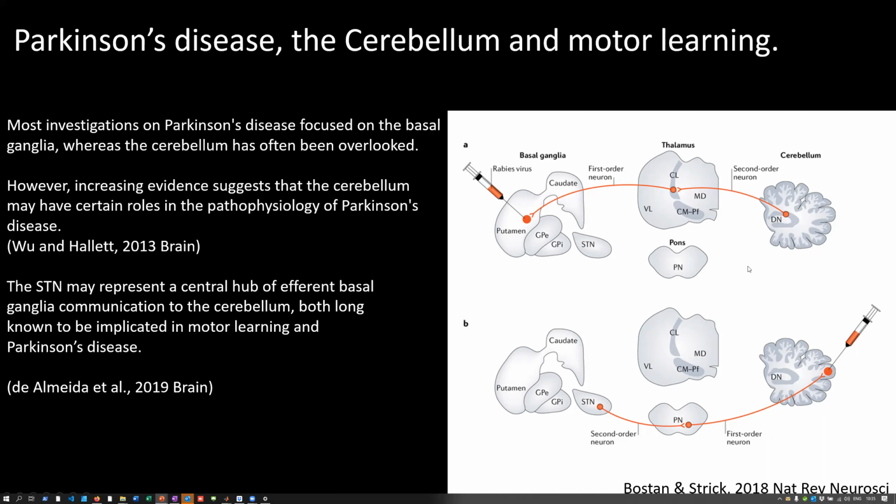But a hallmark, a major paper published in, I think, 2010 in PNAS, recently reviewed in 2018 in Nature Reviews Neuroscience, demonstrated for the first time that there's a disynaptic connection between the striatum in the basal ganglia and the cerebellum via a thalamic route. And it's bidirectional, so there is actually communication between the cerebellum and the basal ganglia in both directions.